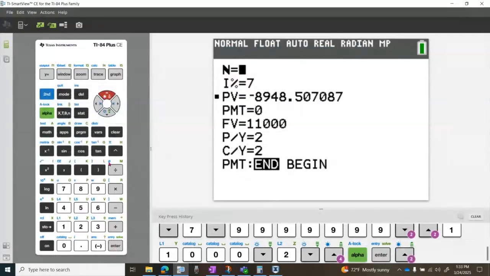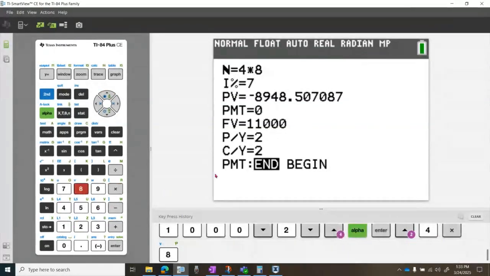Capital N is your little n times your little t, by quarter times 8. The capital N here is the total number of times your interest is compounded over the lifetime of the annuity. The annuity is 8 years. For 8 years, it is quarterly, so 4 times 8.